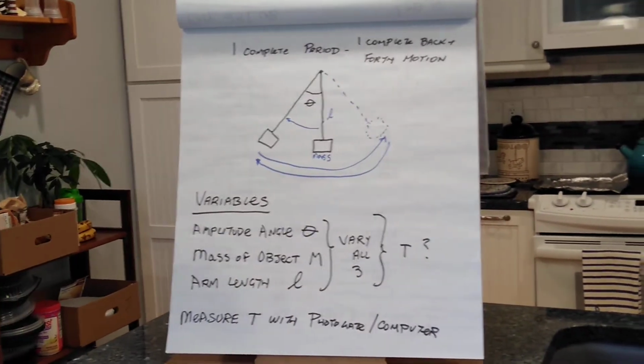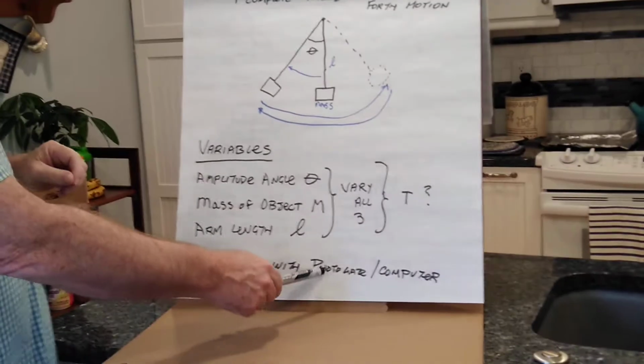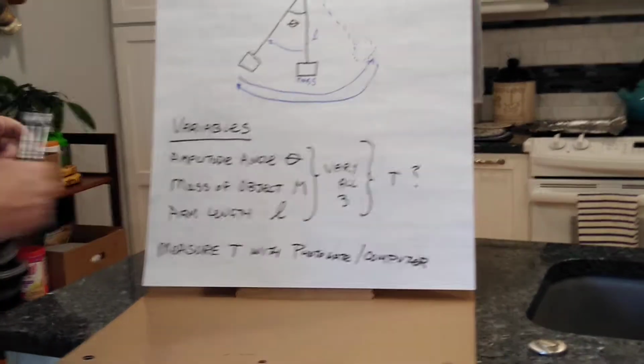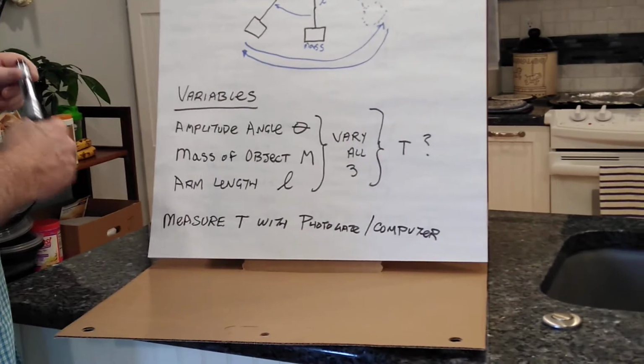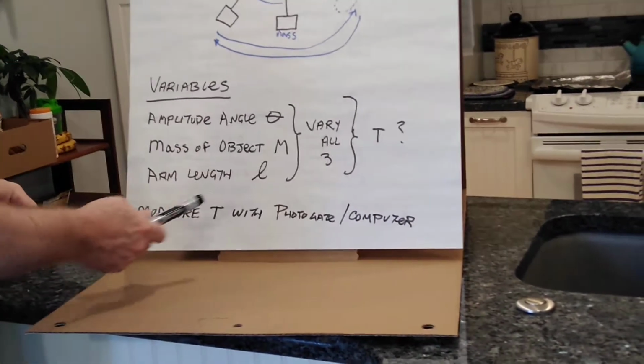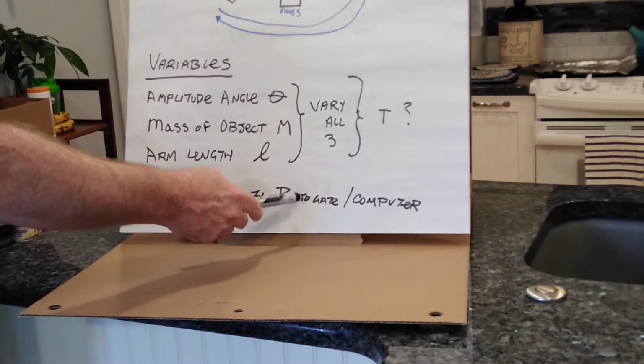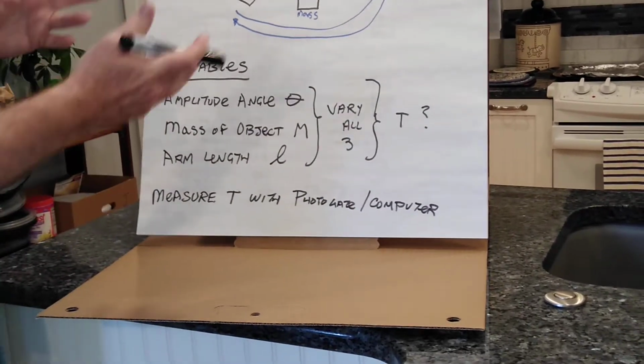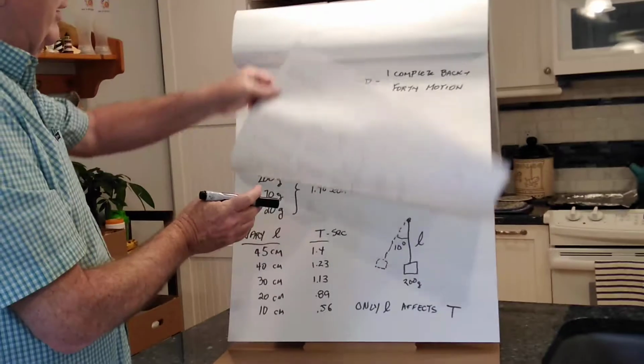What we're going to do is we're going to measure the period with a photo gate. We talked about the photo gate before, and a computer hookup. And the photo gate itself will feed into the computer, and it will read out the period in seconds.